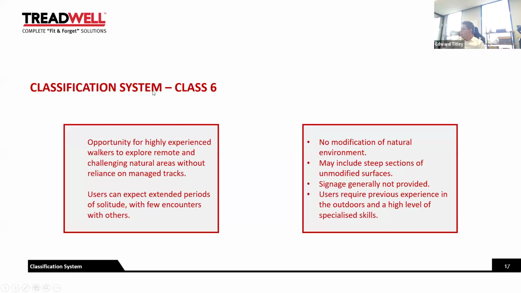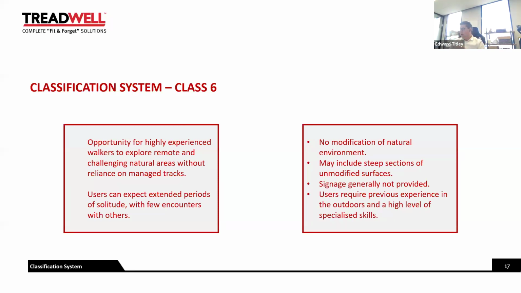And then lastly, Class 6, opportunity for highly experienced walkers to explore remote and challenging natural areas without reliance on managed tracks. Once again, extended periods of solitude, you'd expect minimal encounters with others. Now, Class 6, no modification of natural environment, may include steep sections of unmodified surface, I should say.